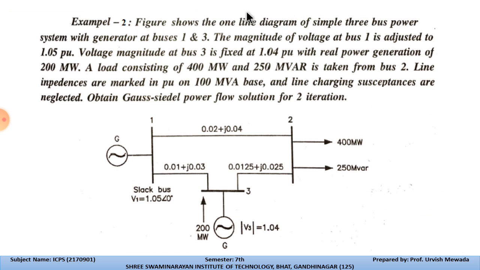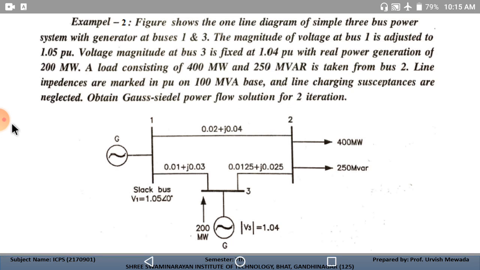Now let us discuss example number 2. In this it is also written that obtain Gauss Seidel power flow solution. So again we are going to use the GS method for the power flow solution, and for this the example is written like this.